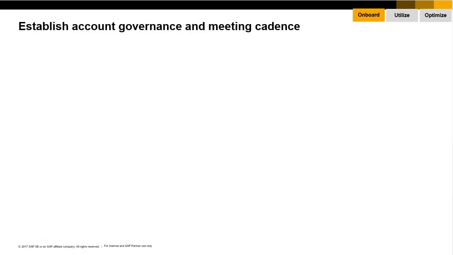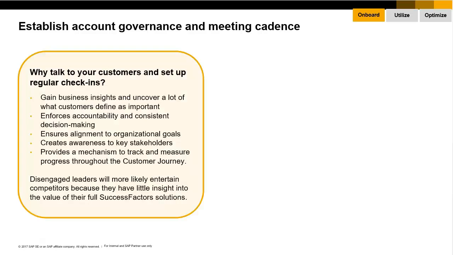Account governance and meeting cadence. As we indicated earlier, having the right cadence of meetings in place is critical to the long-term success, referenceability, retention, and expansion of their relationship. Let's take a look at why it's important to set up a proactive cadence of meetings, including items like the monthly and quarterly check-ins. Long-term relationships allow you to gain their business insights, and continual conversations can uncover a lot of what customers define as important to them.